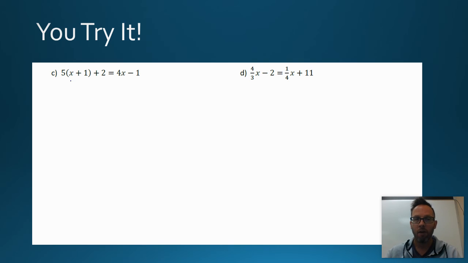solve these guys. So I'm looking at equation C, and I've got some brackets. So I see brackets, I think, okay, let's use the distributive law and multiply out. So I have 5x plus 5, and that's everything that was in the bracket. I don't multiply the 2 by 5.